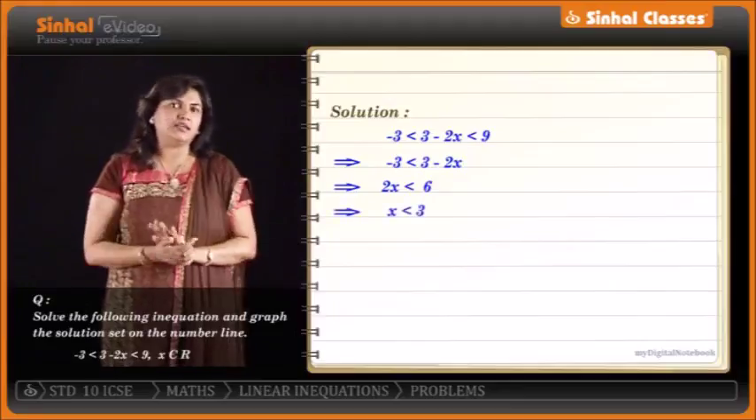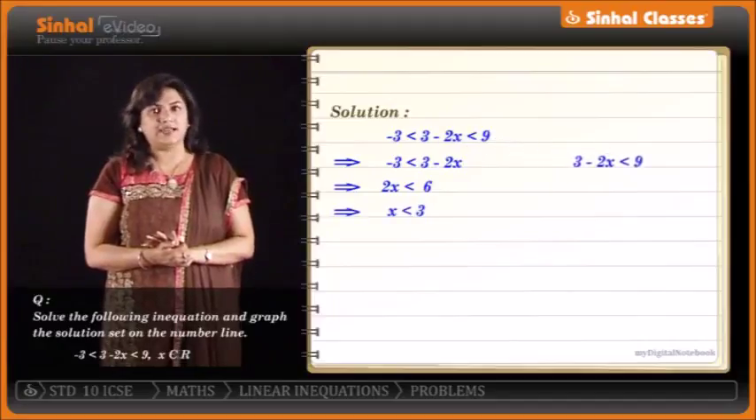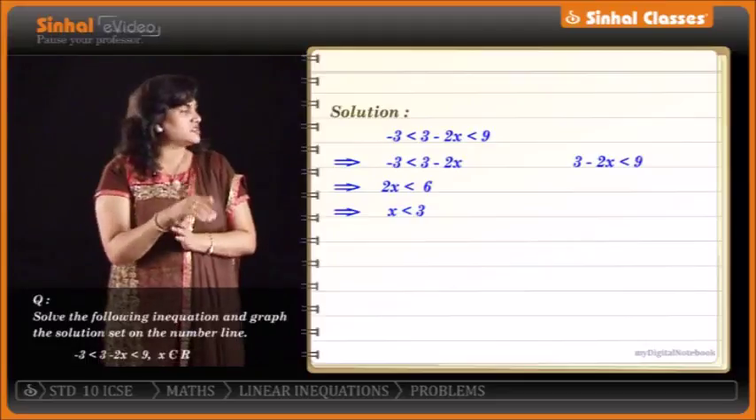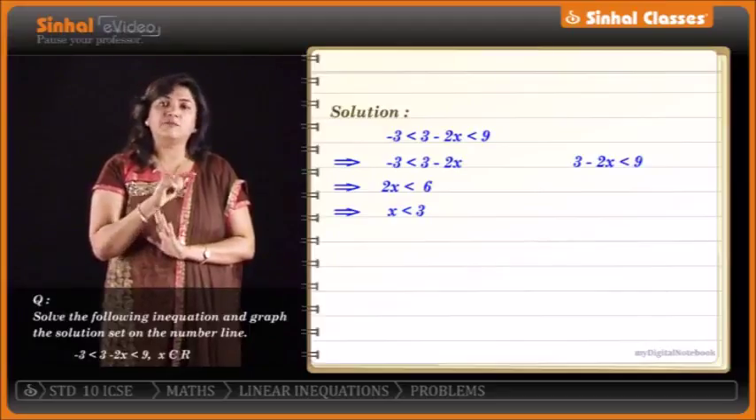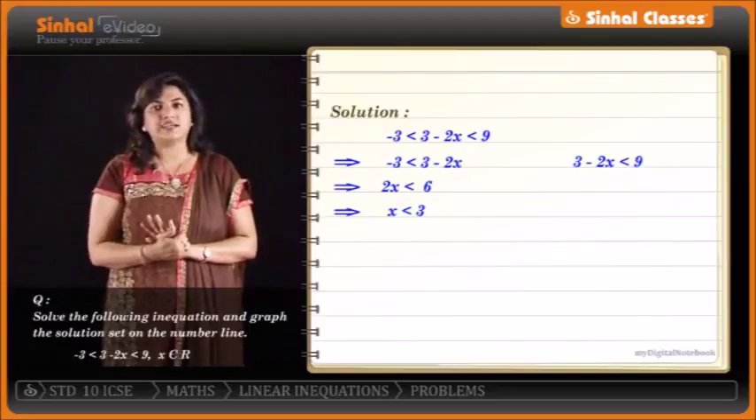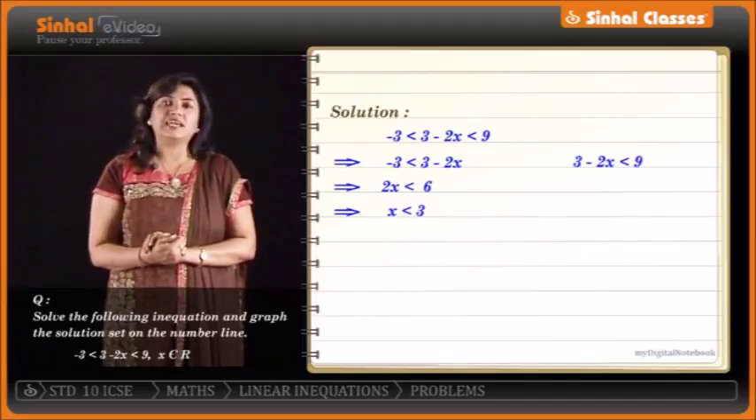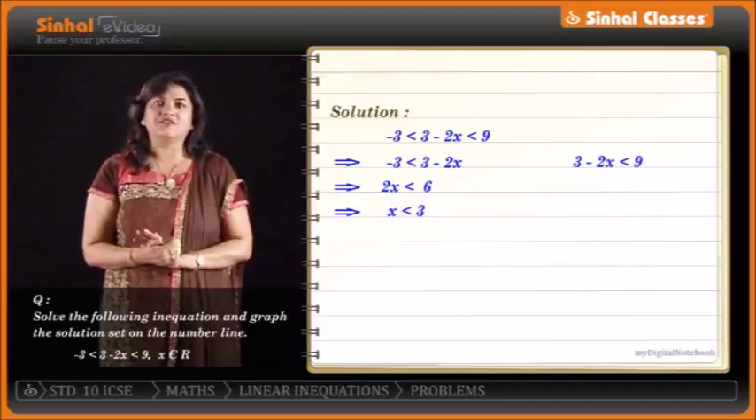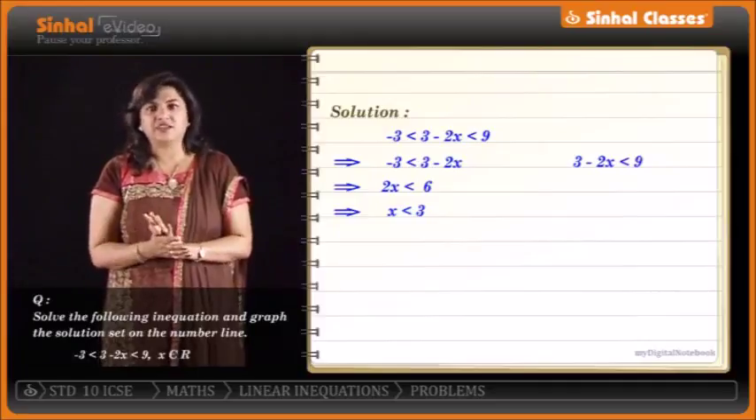Now take the second inequation, 3 minus 2x less than 9. Here we have minus 2x. We transfer 3 to the other side. We get 9 minus 3, that's 6. But we have minus 2x less than 6. Now you remember, when we divide by a negative number, what happens to the sign? The sign should reverse. It might be possible in the exam we might forget doing this.